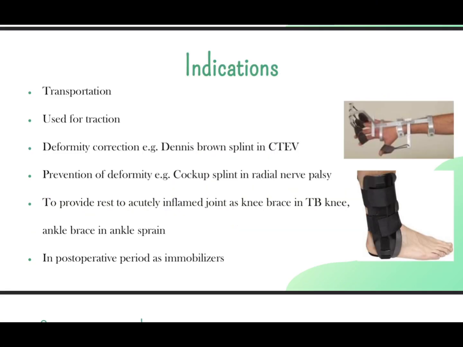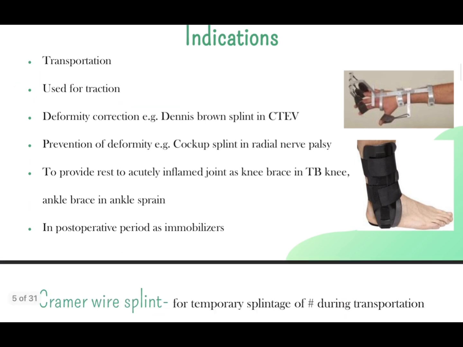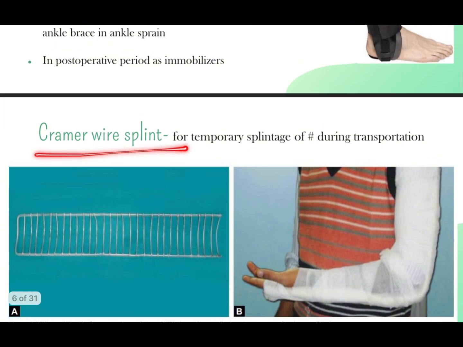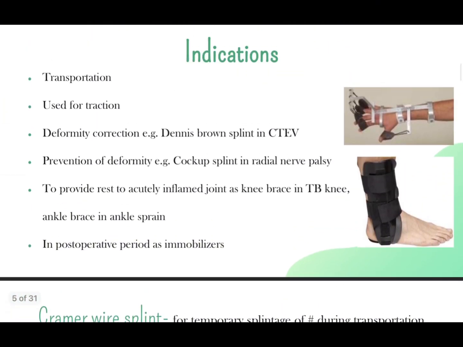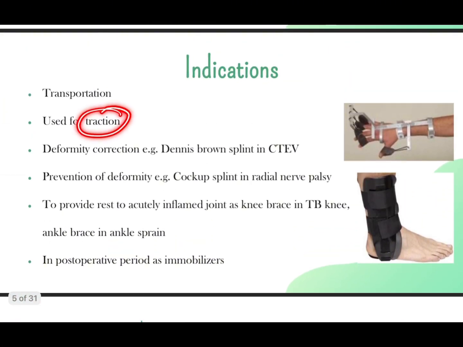Now let's talk about the indications of splint. It can be used for transportation purposes, as we already saw that any rigid device like that wooden plank can be used for transportation. This Cramer wire splint can also be used for transportation purposes. It can also be used for traction by attaching the splint to the traction system.